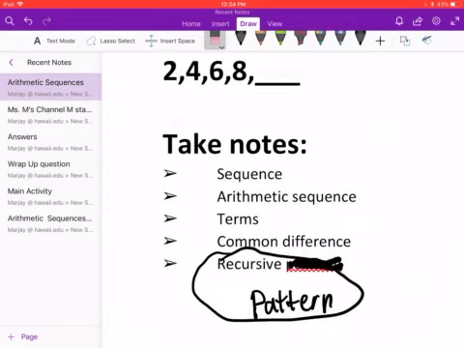So first off, I would like you guys to focus your eyes. Make sure you have your pen, paper, or pencil in front of you so that you have something to write with. And so that we can all love this lesson together, okay?